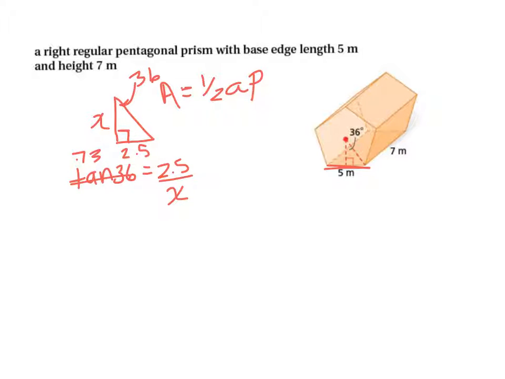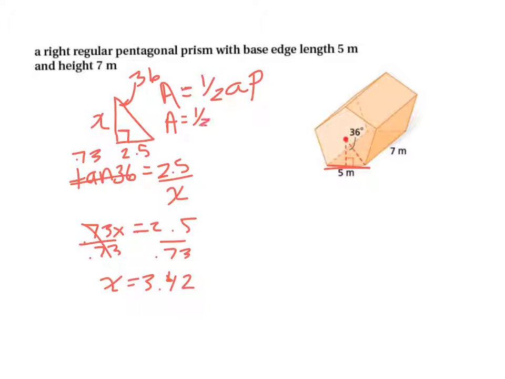Tangent of 36 is 0.73. So I'm going to cross multiply to solve for the apothem. Okay, so the apothem is 3.42, so I have area equals 1/2 of 3.42 times the perimeter. Well, one side of the pentagon is 5, and since there's 5 sides, the perimeter would be 5 times 5, which is 25. So then the final area equals 42.75 meters squared.